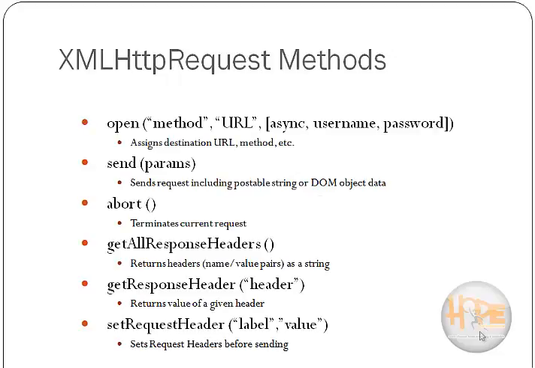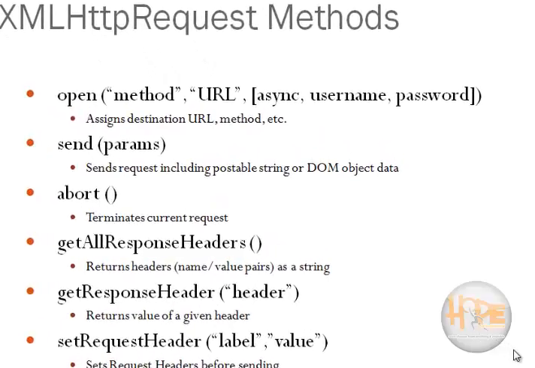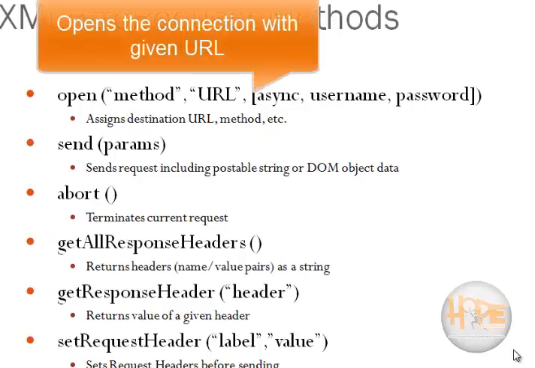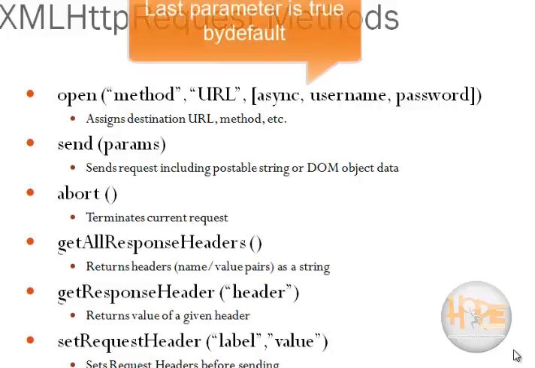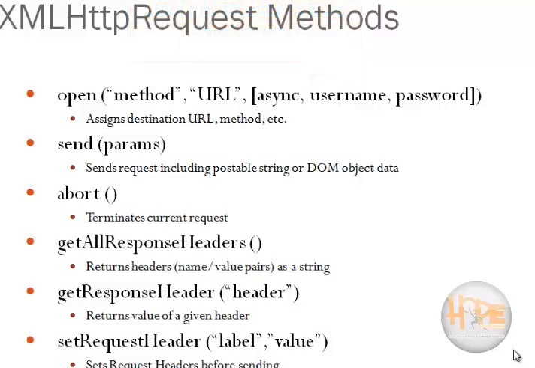In order to use XML HTTP request object, we need to manipulate the methods. So these are the methods. First is the open method. It accepts three parameters. First two are mandatory while the other is optional. The last parameter states whether the method is asynchronous or synchronous. Default is asynchronous.